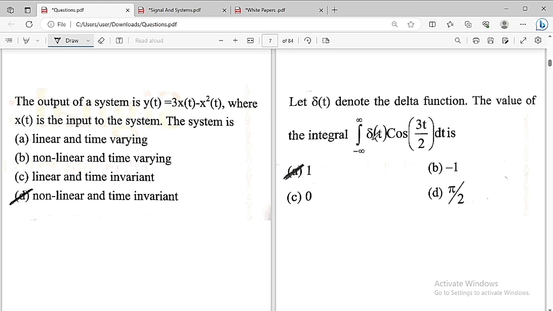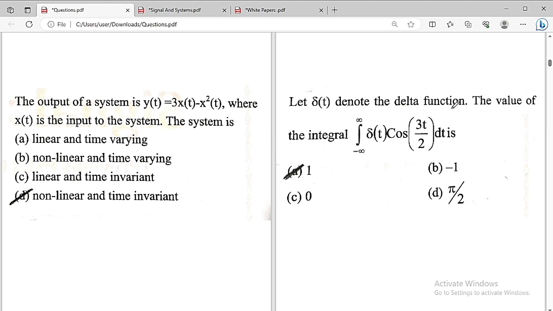Now we are going to solve the other question. The question here: let delta of t denote the delta function. What is the value of the integral from minus infinity to plus infinity of t delta of t into cos of pi t by 2 dt, where delta of t denotes the delta function, the impulse signal? There are four options. Option A, 1, is the correct solution of this question.